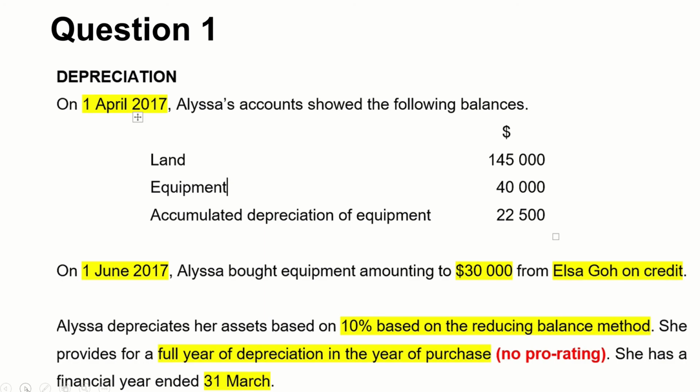The first question was a depreciation question. I will not read through the question. If you wish to, you can pause the video to read the question in detail. Just to take note that the highlighted points are the key points.